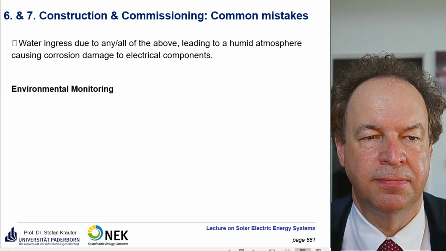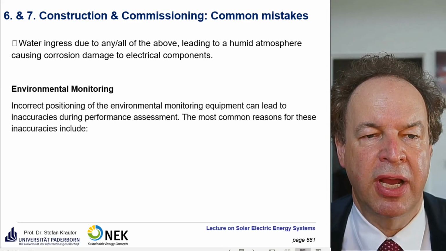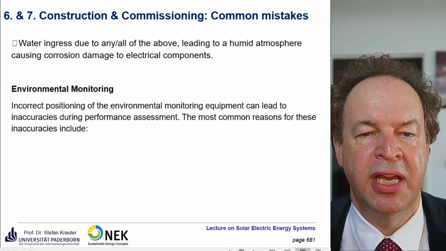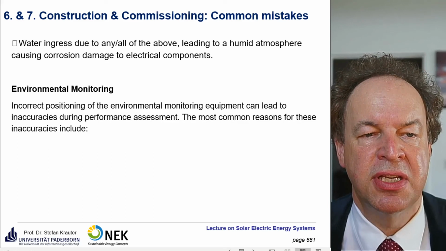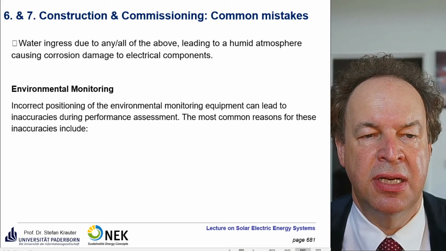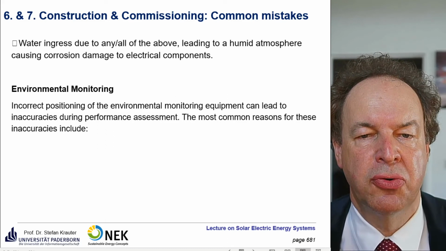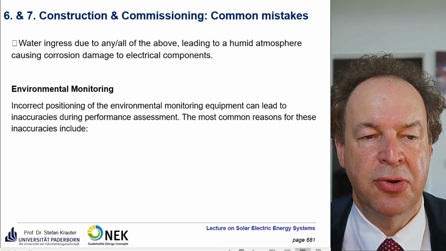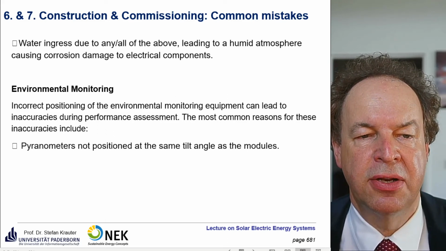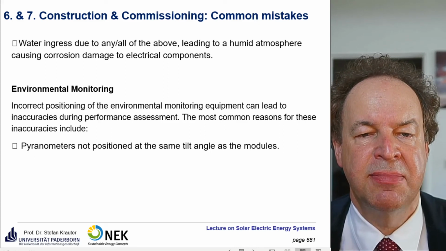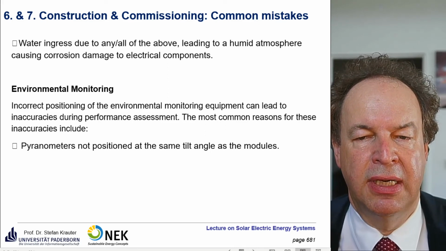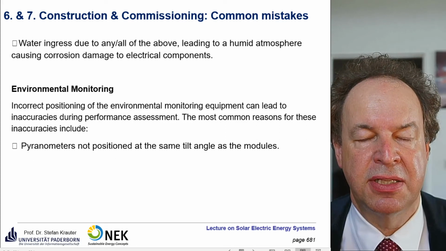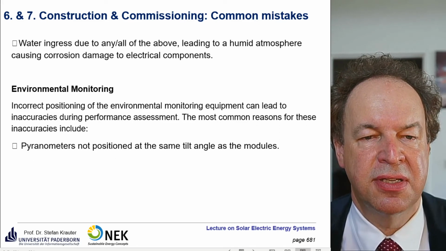Environmental monitoring. Incorrect positioning of the environmental monitoring equipment can lead to inaccuracy during a performance assessment. The most common reason for these inaccuracies is pyranometers not being positioned at the same tilt angle as the modules. As I mentioned, you could apply an algorithm, but it's not very accurate, so you have inaccuracies there.